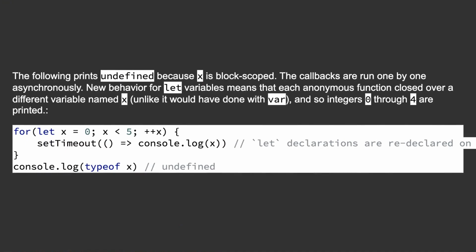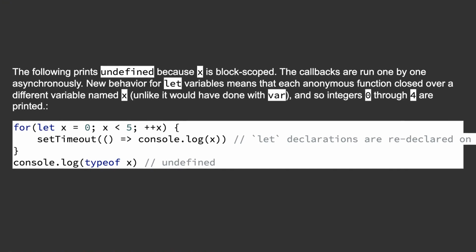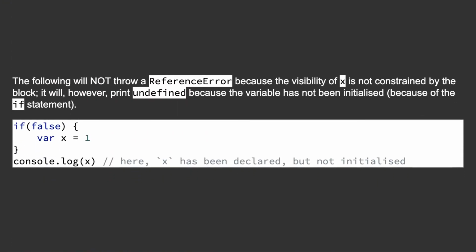The following prints undefined because X is block scoped. The callbacks are run one by one asynchronously. New behavior for let variables means that each anonymous function closed over a different variable named X, unlike it would have done with var, and so integers 0 through 4 are printed. The following will not throw a reference error because the visibility of X is not constrained by the block. It will, however, print undefined because the variable has not been initialized, because of the if statement.